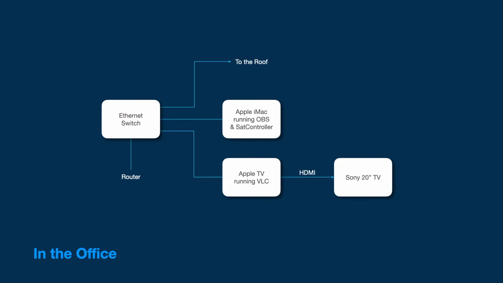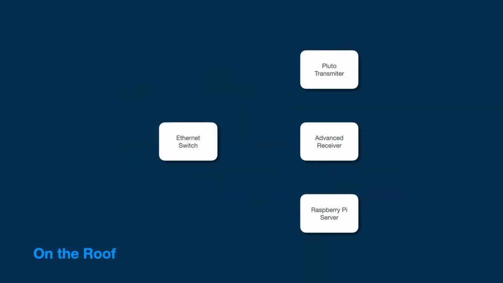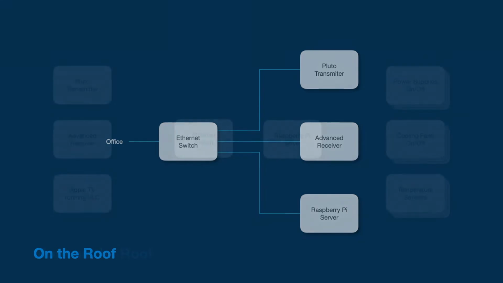Okay, so the internet comes into the office from the router into an Ethernet switch, into the Apple iMac running OBS and the QO100 controller software, which I'm going to demonstrate to you. It also feeds an Apple TV running VNC. Yes, this is an Apple house, sorry about that. Then of course there's the new cable going up to the roof into an Ethernet switch, just a small one, which then goes on to the Pluto, the receiver and the Raspberry Pi server.